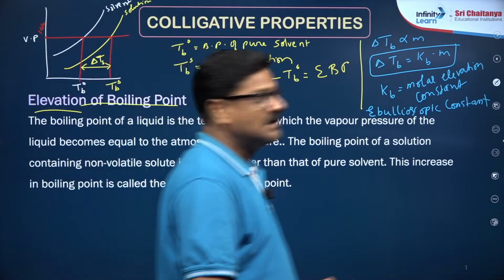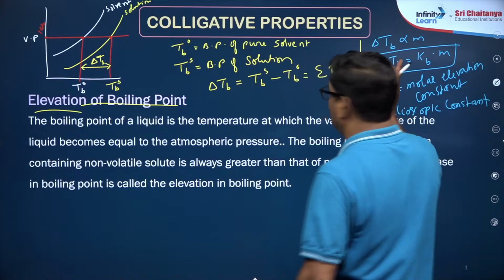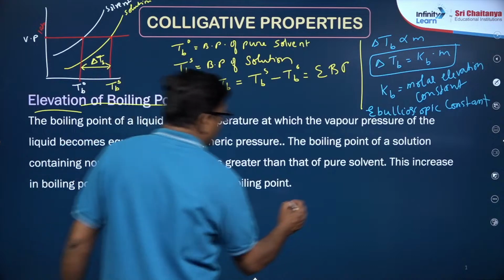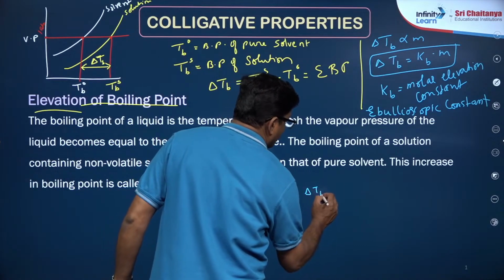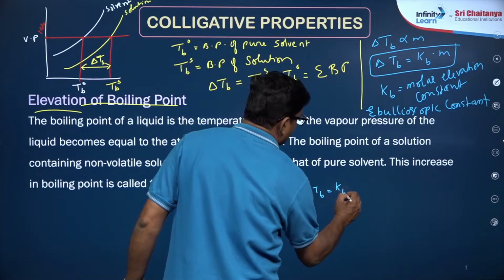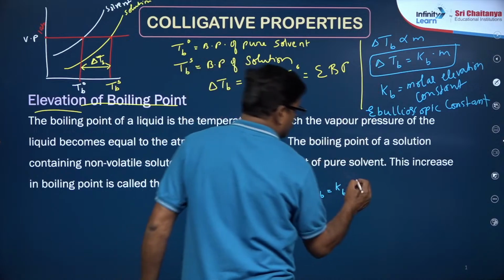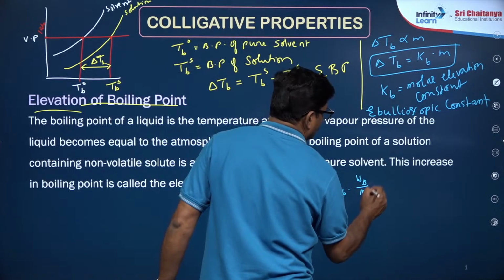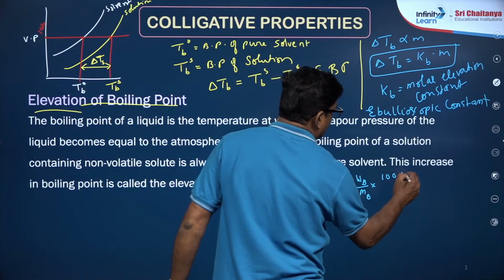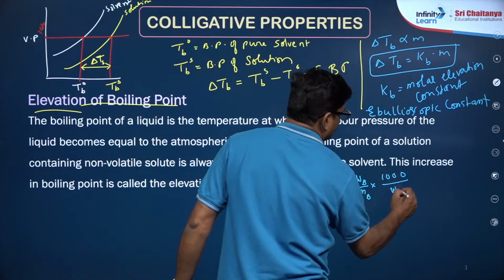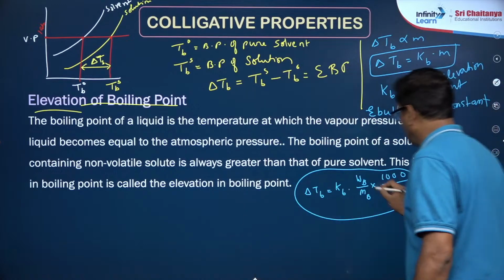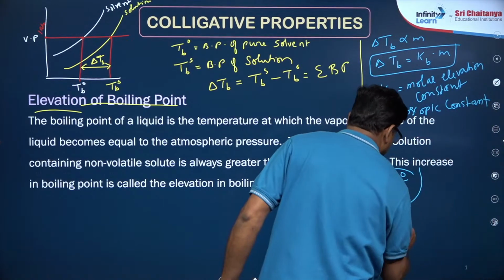Is it understood? So from here you can calculate the molecular mass as well. Okay, tell me the formula of molality. You can say delta TB is equal to KB into molality, that is WB by MB into 1000 by WA. From this you can calculate the molecular mass of the solute.